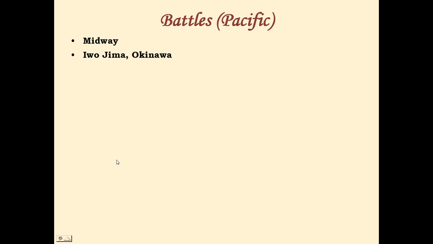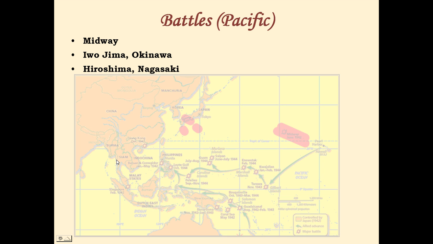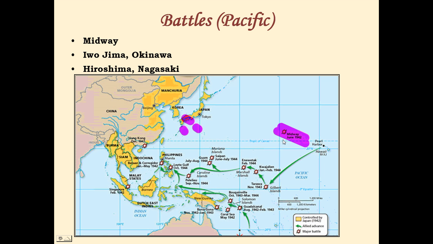In the Pacific, there are three things you really need to know. In June of 1942, the United States defeats the Japanese Navy. The United States has cracked the Japanese code. They know that the Japanese Navy is heading towards Midway, and they're hoping to take over Hawaii as well. The U.S. ambushes the Japanese Navy at Midway and scores a big victory. This is a turning point in the Pacific.